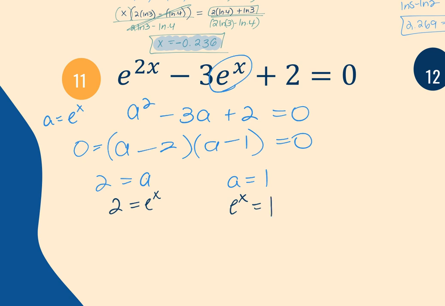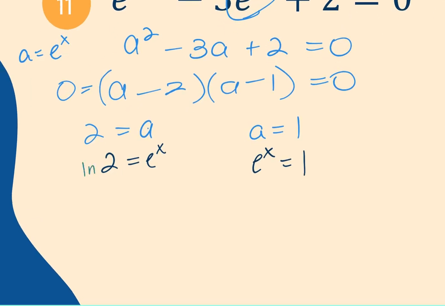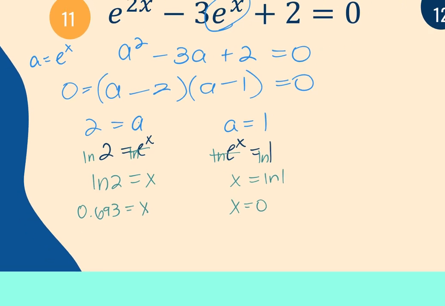Both are e to the x equals something. How do I get rid of the e to the x? ln both sides. So ln of 2 would equal x, these cancel out, and for the other, x equals ln 1. Type that in the calculator. ln 2 is 0.693. And ln of 1, I don't even need to type in the calculator because any exponential function equal to 1 has an exponent of 0. But if you forget, you could type that in. ln of 1 is going to be 0. So those are my overall answers: 0 and 0.693.